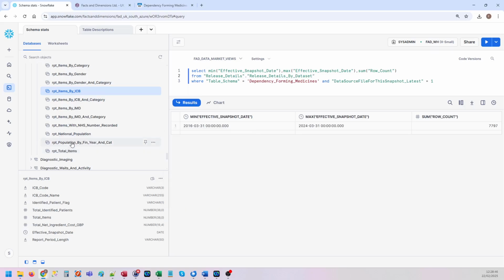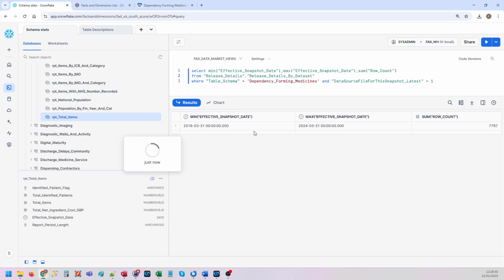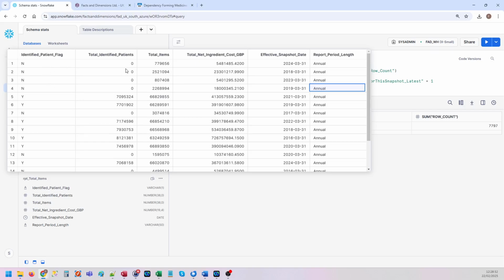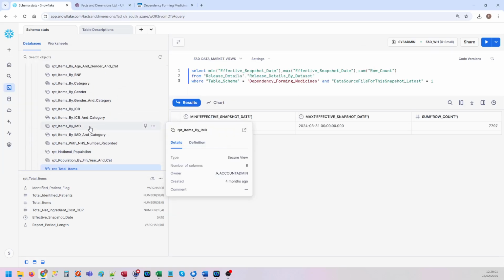Several others. Let's say total items, total identified patients, and total items. I guess that they're dependent on. You can go to the description in the release details schema to get the description for each table.